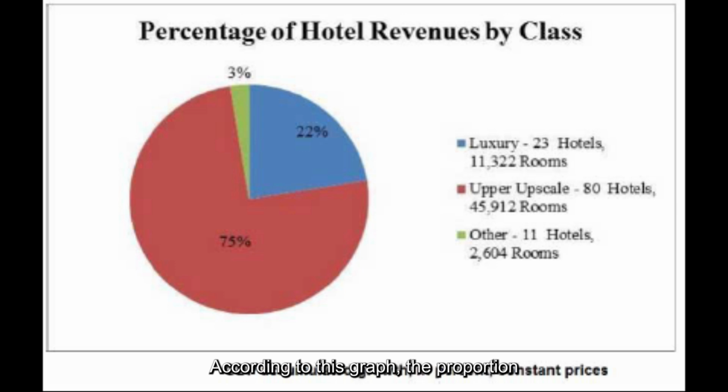According to this graph, the proportion of upper upscale is around 75%, and that of luxury is lower, which is around 22%. You can see from this graph that the highest proportion is upper upscale, which is around 75%. You can also see from this graph that the lowest proportion is the other, which is around 3%. In conclusion, upper upscale has the highest percentage of hotel revenues.